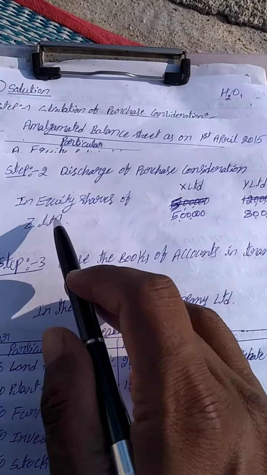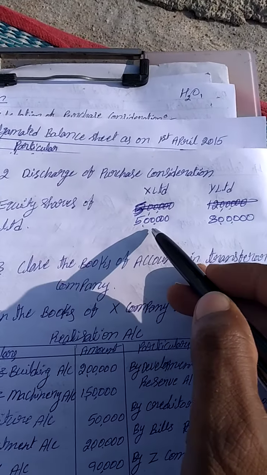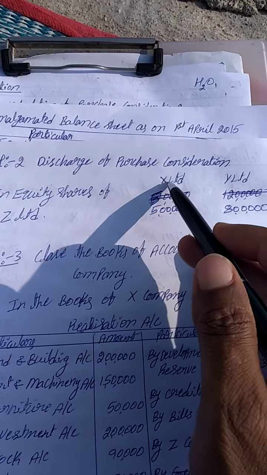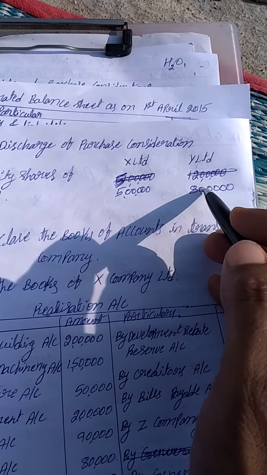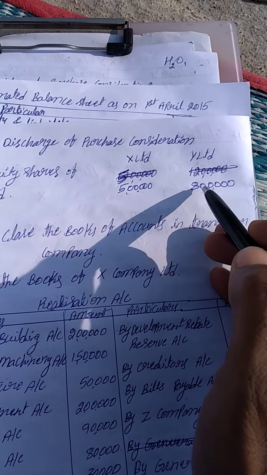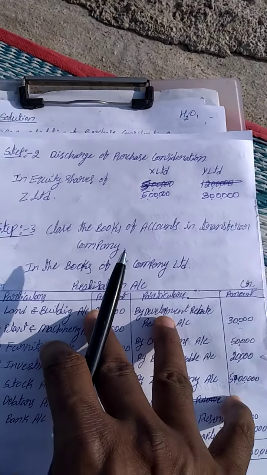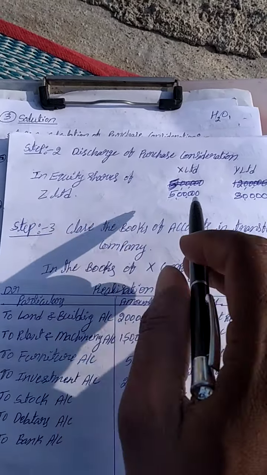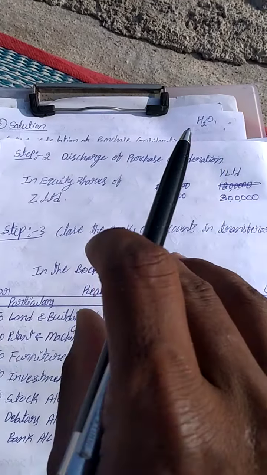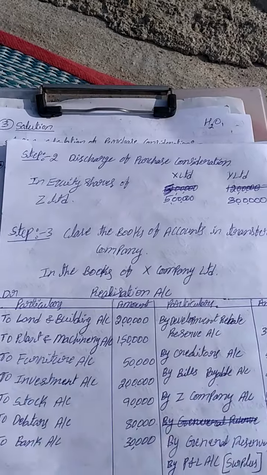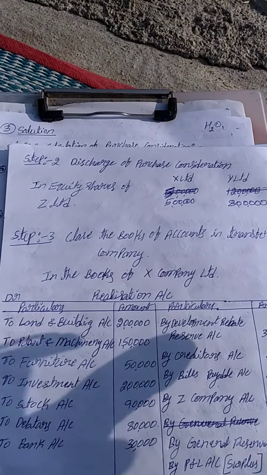Here, in equity shares of Z Limited, 5 lakhs purchase consideration goes to X Limited and 8 lakhs purchase consideration to Y Limited, that is the purchase consideration. Discharge mode is equity shares. Here the problem does not specify. Even if the problem does not specify, you have to issue equity form only.